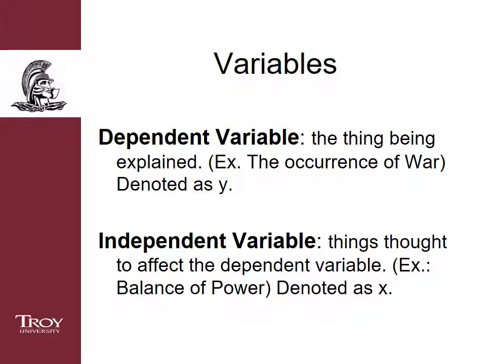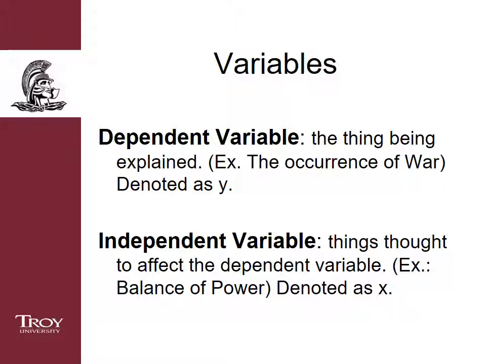Then we have the independent variables. In theory, these are often called explanatory variables. In methods, they're the independent variables. Independent variables are things that are thought to affect the dependent variable, and they're the things we look at to try to explain the dependent variable. In other words, these are the things upon which the value of the dependent variable depends. And therefore, they are independent. They just occur. In my example, what's the independent variable? The balance of power, or the distribution of capabilities, if you prefer.